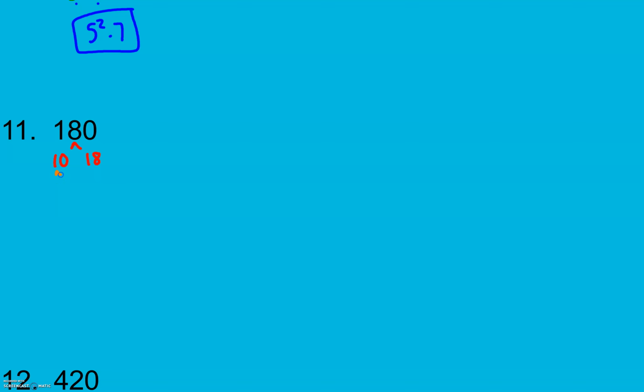Okay. Here, 10 is 2 times 5. 18 is 2 times 9. Again, you could have also used 3 times 6. Doesn't matter what factors you use, as long as they multiply to that value. So 2 is prime, 5 is prime, 2 is prime, 9 is not. 9 is 3 times 3. 3 is prime, and 3 is prime.